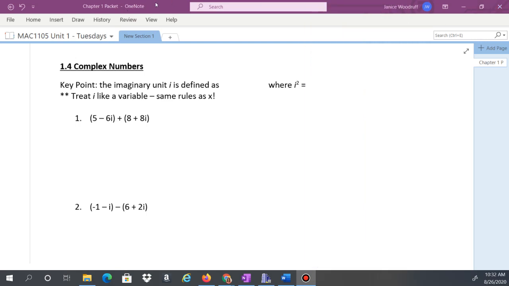All right, 1.4. So we're looking at complex numbers. So again, a review from intermediate algebra.